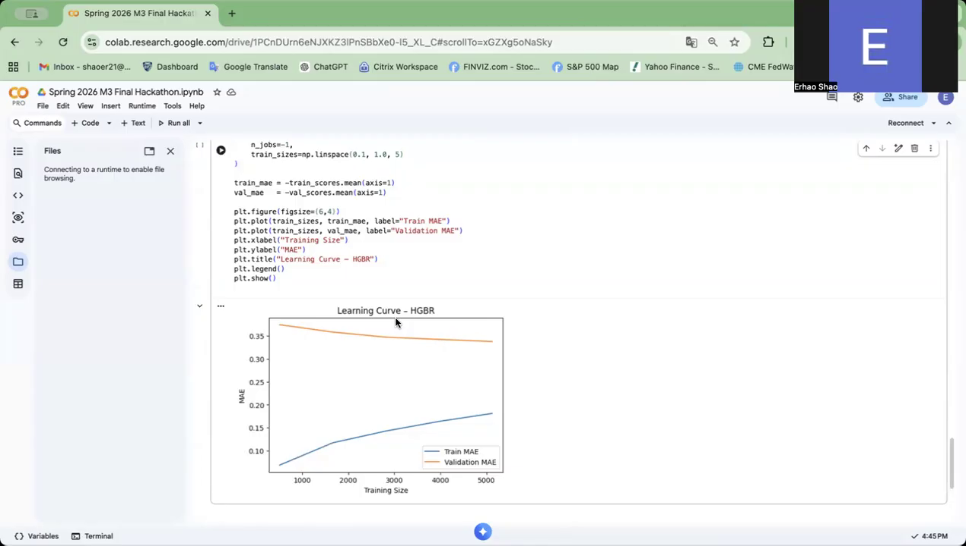When the gap looks too large, we adjust the tree depth, the L2 regularization, subsampling, the learning rate and the iterations. So the learning curve wasn't just for display, it actually guided our tuning decisions.